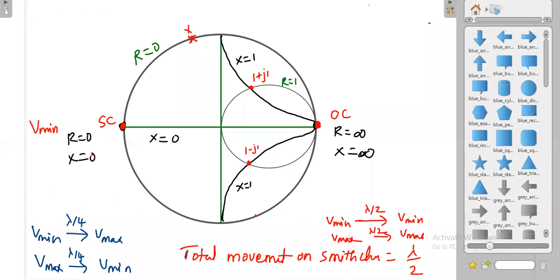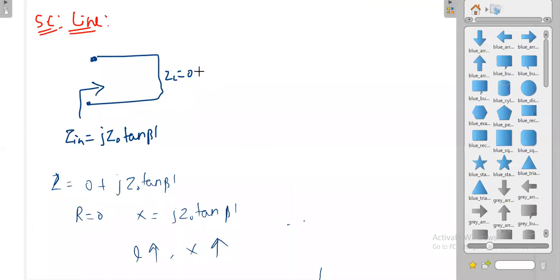In the clockwise or anti-clockwise. So, a simple idea. Take a short circuit line. What is its nature? When ZL is equal to 0, Zin is equal to jZ0 tan βL. What is the meaning of this? See, when y is equal to L, you can calculate the impedance anywhere. You can also calculate the impedance here.